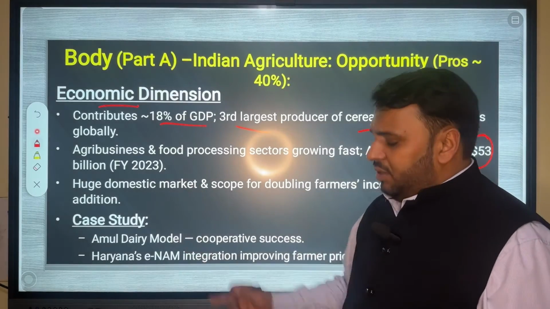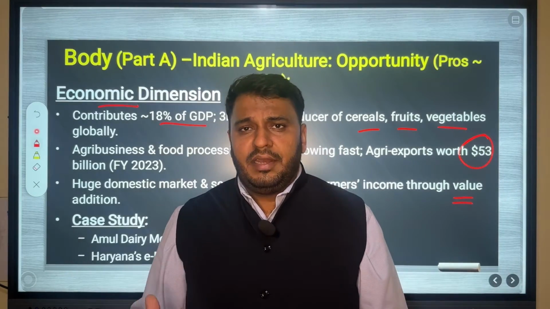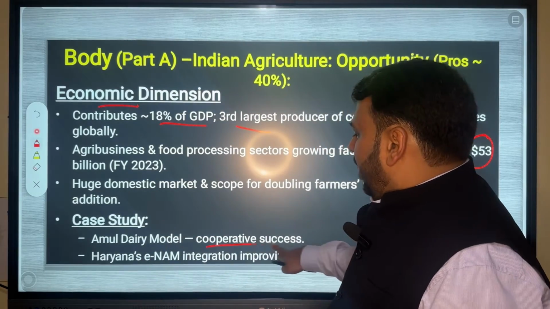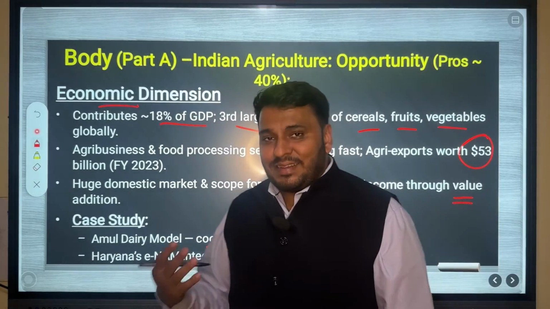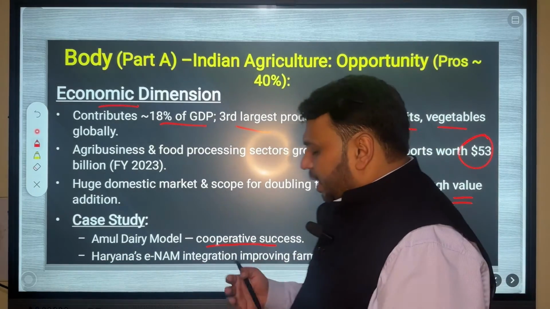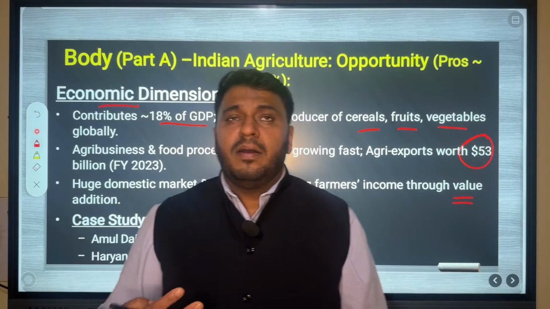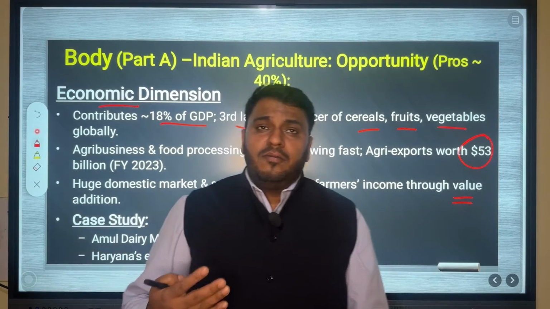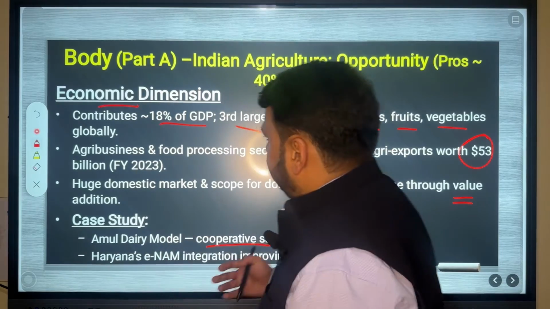For case studies in this, we can mention the famous Amul Dairy case, wherein the collective cooperative has become a major global success. We can mention Haryana's eNAM integration, how it has improved price discovery and led to better farmer income. Next, please.